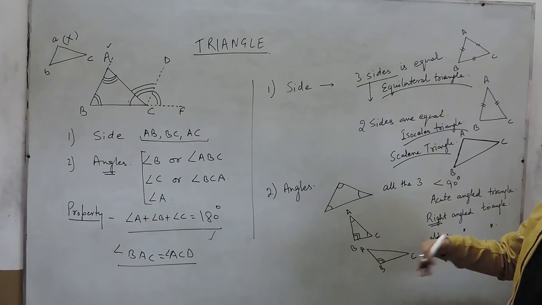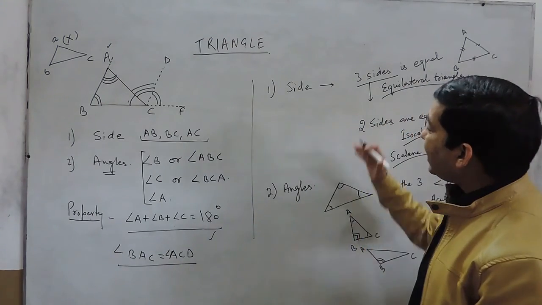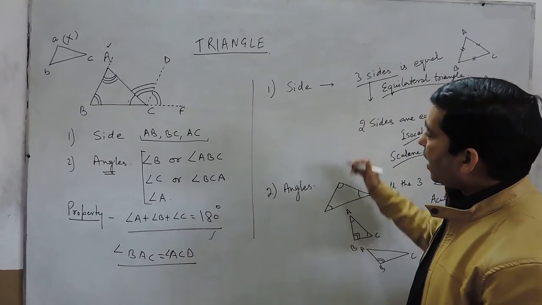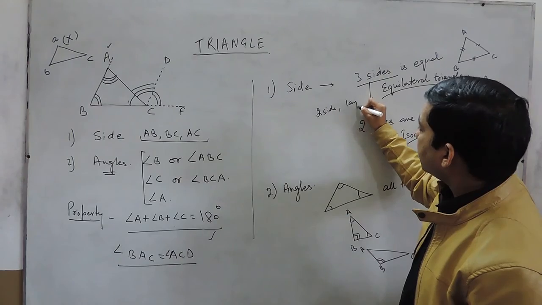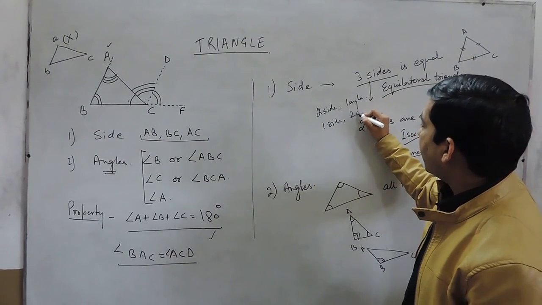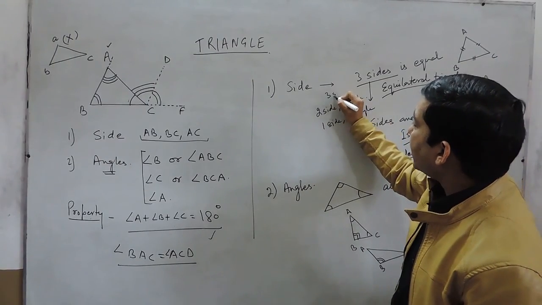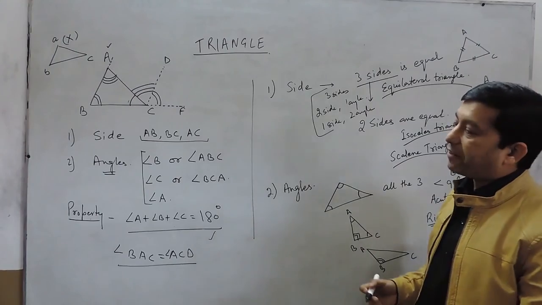In the next class we will define how to construct a triangle if the measurements are given, either two sides and one angle, or one side and two angles, or all three sides. Then how can we construct the different triangles?